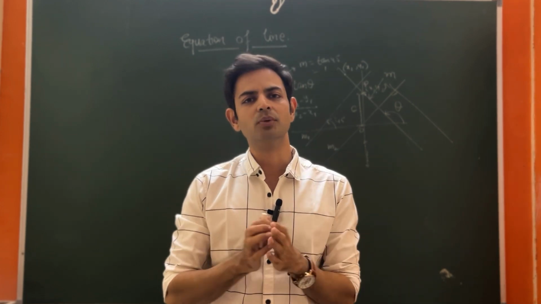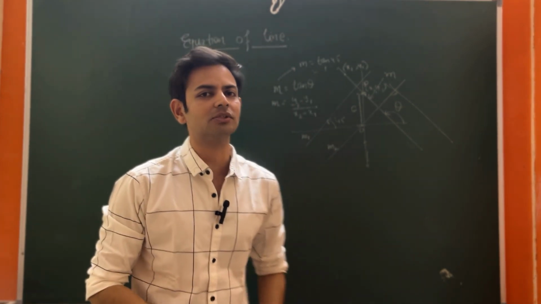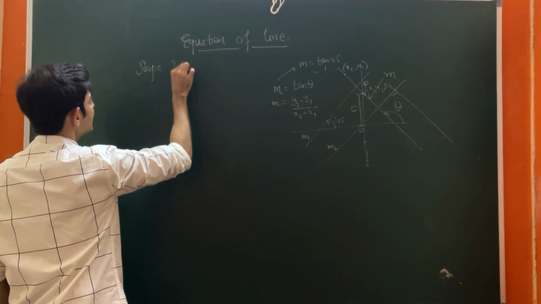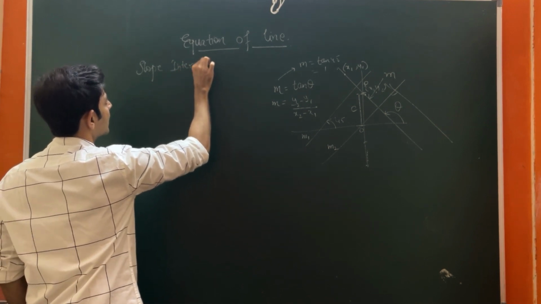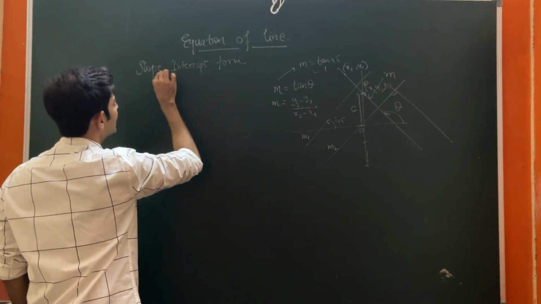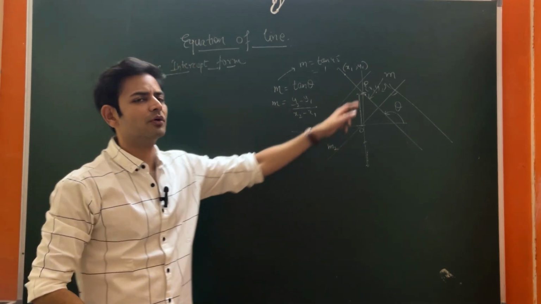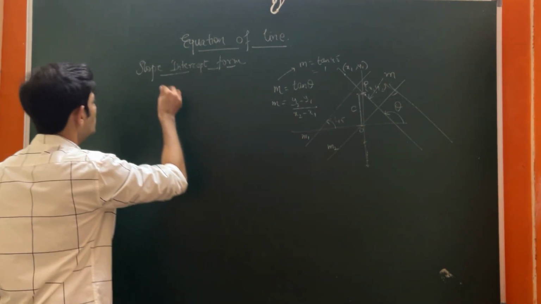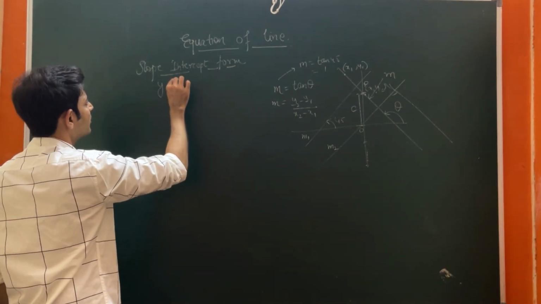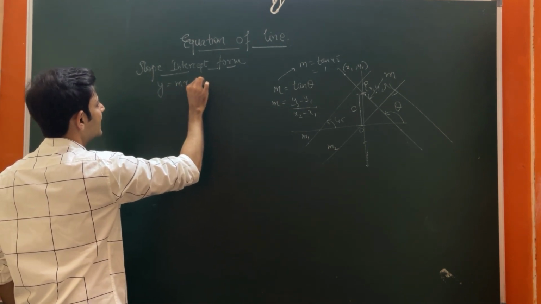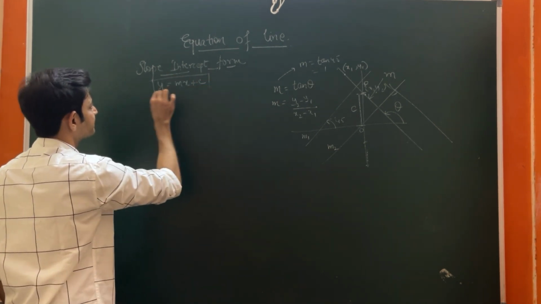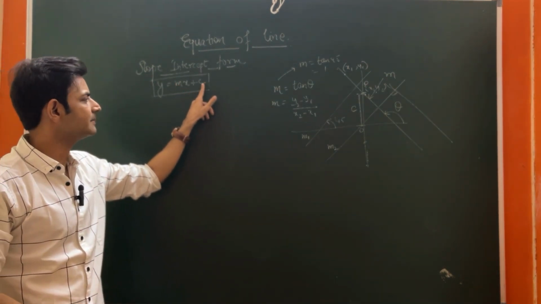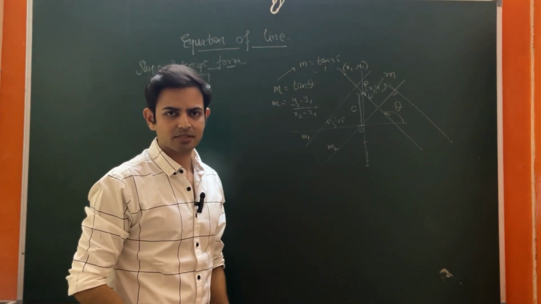Now there are three ways in which we can find the equation of a line. The first is called the slope intercept form. So for example, you are given the value of slope and you are given the value of y-intercept. Then we can find the equation of line using the formula y is equal to mx plus c. Here the coefficient of x is the slope and the constant part is the y-intercept.